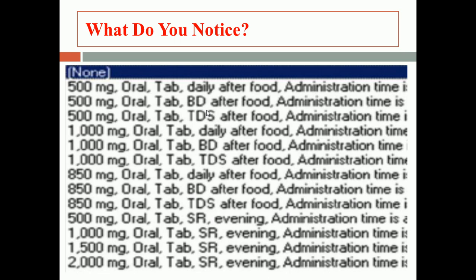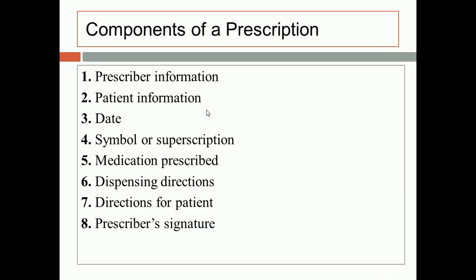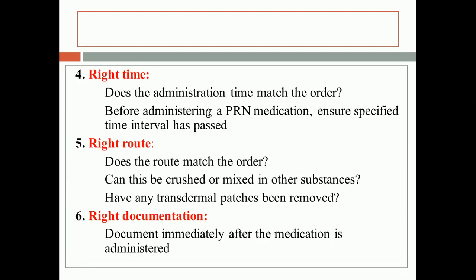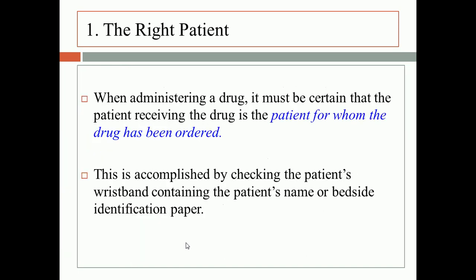So most of the time SR or sustained release tablets cannot be crushed. Many tablets cannot be crushed, and many drugs cannot be mixed into other substances. So this is called a compatibility order. You must check the compatibility. Then write documentation. If the nurse or the pharmacist, anyone who has administered the drug but has not written on the order that the dose has been given, there might be a chance of duplication.